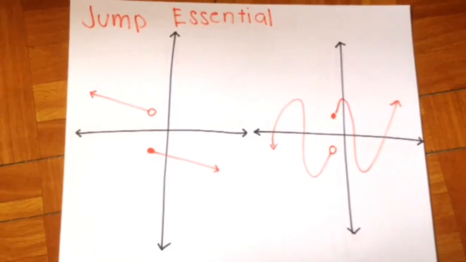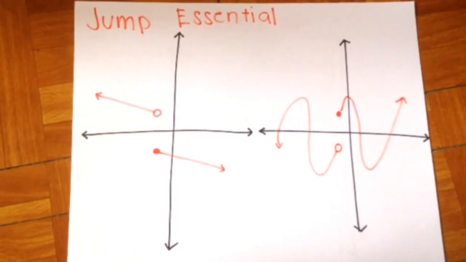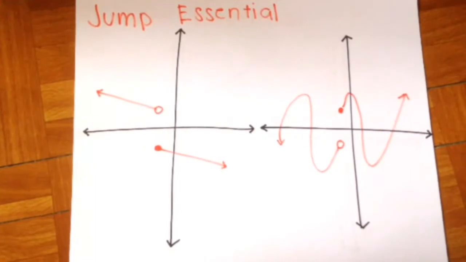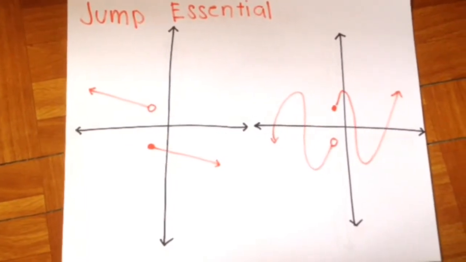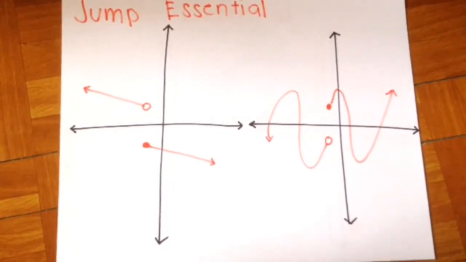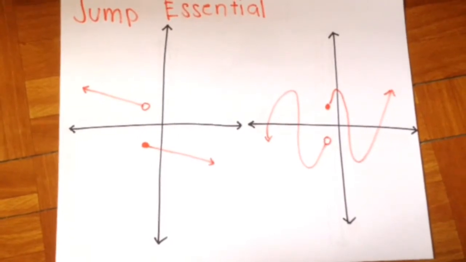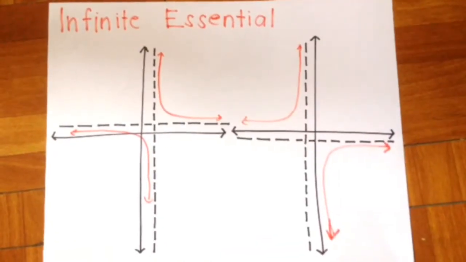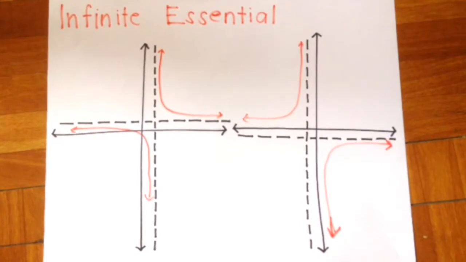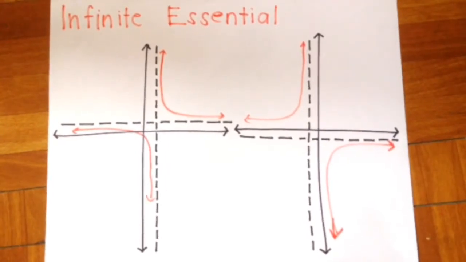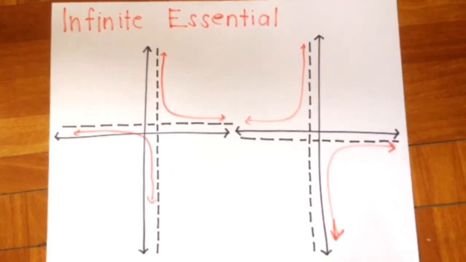This is an example of a jump essential discontinuity. The graph shows almost like a removable discontinuity, except it's not a point but another graph. Infinite essential. The graph of an infinite essential is an asymptote and it is discontinuous at the dotted lines.